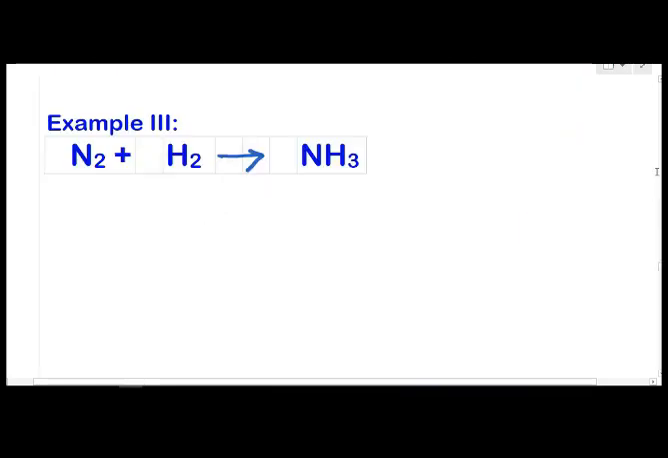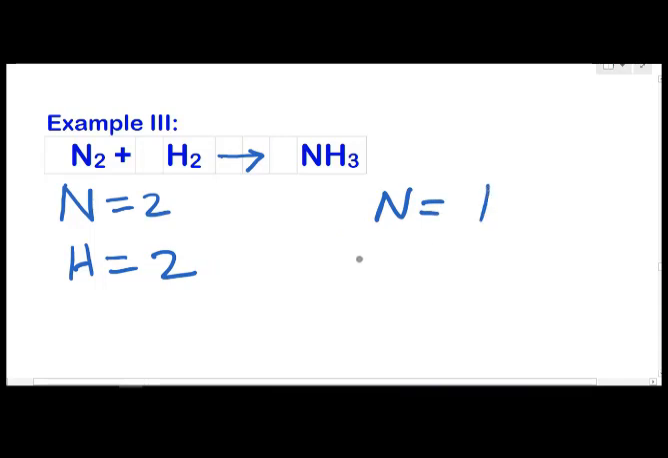In our next example, on the reactant side we have nitrogen, and the nitrogens are 2, hydrogens are 2. Whereas on the product side, nitrogen is equal to 1 and hydrogen is equal to 3. Hydrogens are 2 on the reactant side and 3 on the product side.